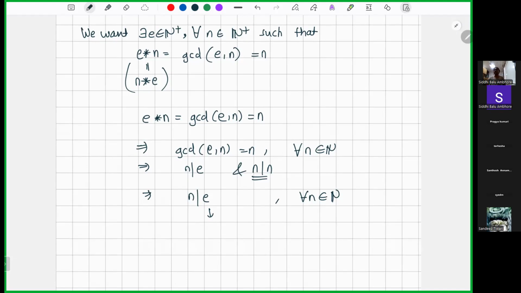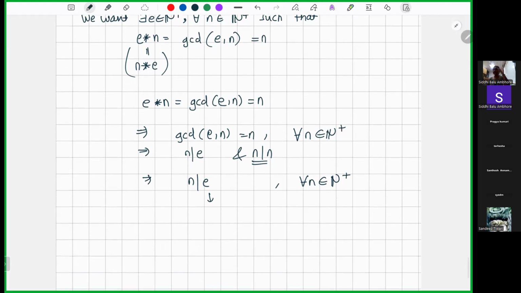See, any positive integer. So we are in N plus. Okay, I want positive numbers. Yeah, you are saying that only one divides E, but here you can take E square. What help would E square give us?